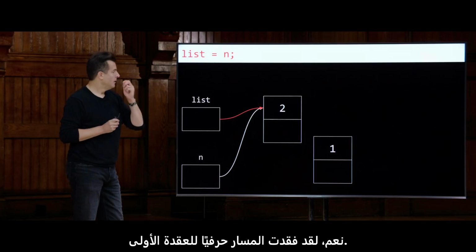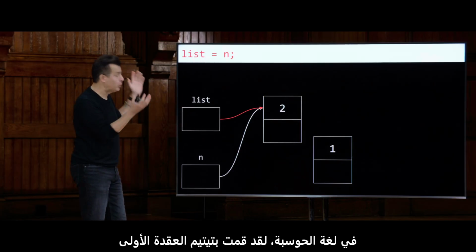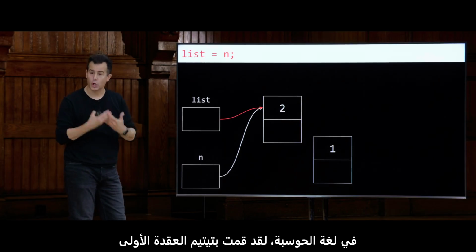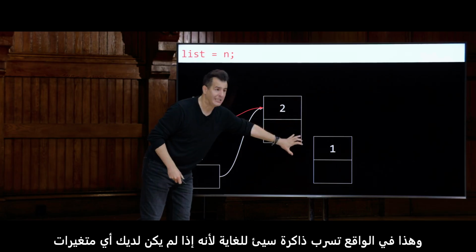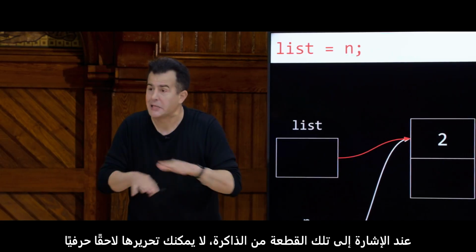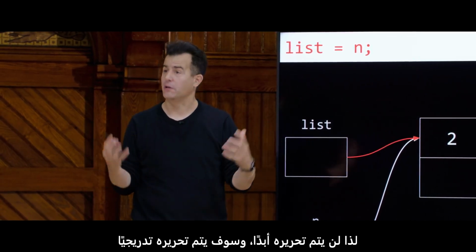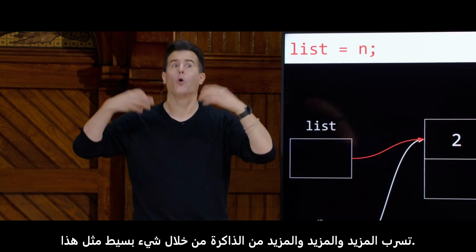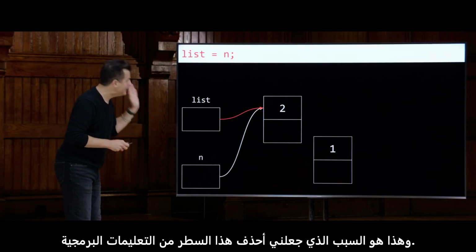Why? Yeah, I've lost track literally of the very first node. In computing speak, I have orphaned the very first node because no one is pointing at it anymore. And this is actually a really bad memory leak, because if you have no variables pointing to that chunk of memory, you literally cannot free it later on in your code. So it's never going to be freed. And you'll just gradually leak more and more and more memory by something as simple as this. And so that's why I indeed deleted that line of code.